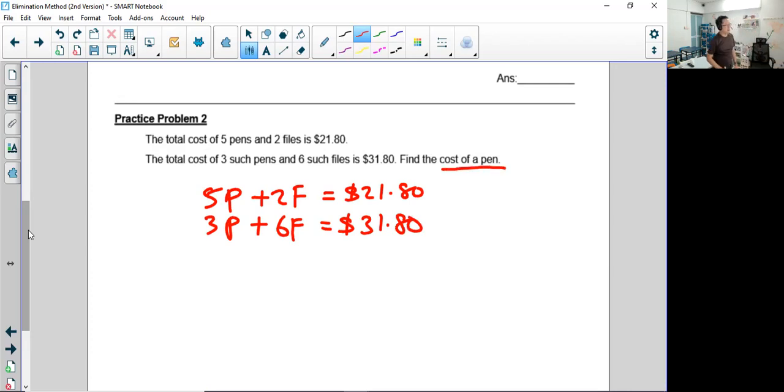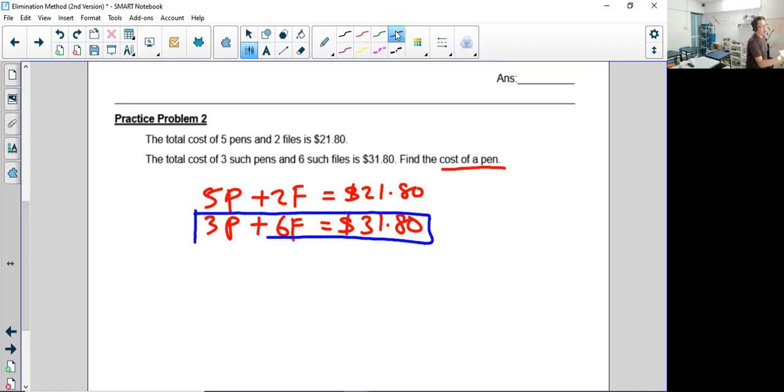Okay, so how do we find 1 pen? What should we do? You can see it's a bit hard already. So you have to think of which statement you want to play with. I think we should not be looking at the first statement. We should be looking at this statement, because why? I can divide the pens and the files by 3 or by 2.